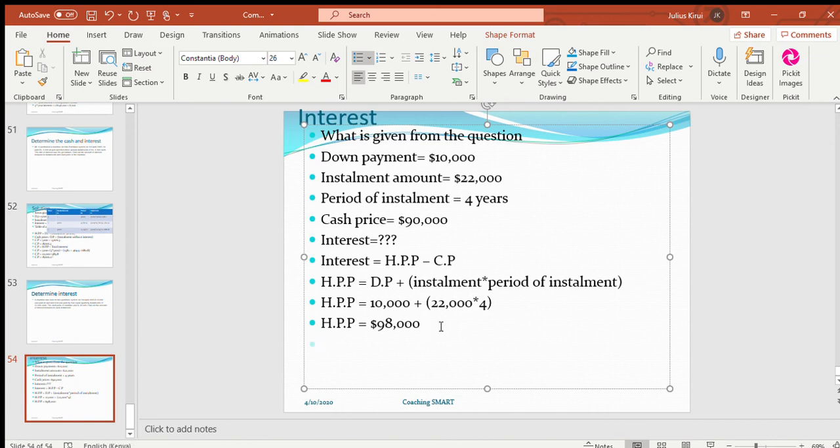Now, what is the interest? So interest, so we are now looking for what? Interest equals to what? Hire purchase price, which is how much? $98,000 minus 90,000. So interest gives us how much? Eight what? Cows, animals, or what? $8,000. Now the next initiative is to do what?